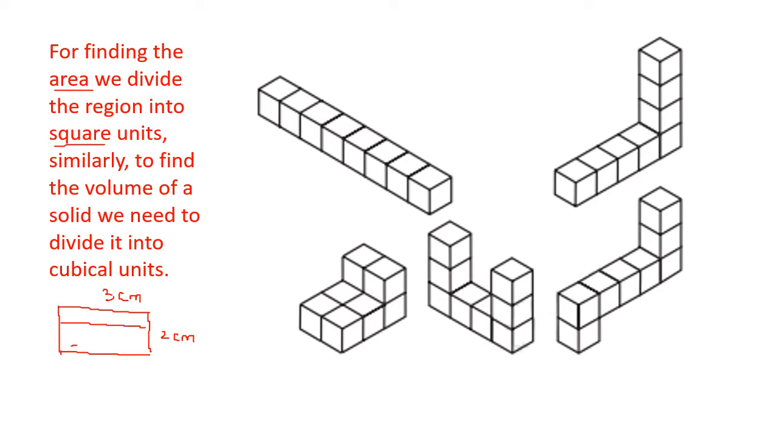So we divide the breadth into 2 equal parts, each one of 1 and 1 centimeter, and we divide the 3 into 3 equal parts, each of 1, 1 and 1 centimeter. So we get a square whose length is 1 centimeter and breadth is 1 centimeter. So the area of this one square is 1 square centimeter, also written as centimeter square.